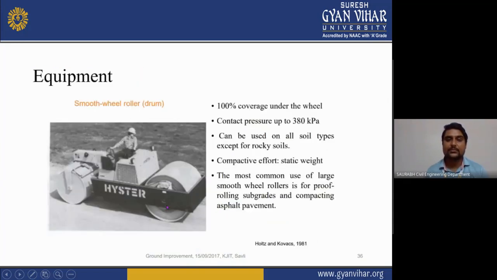There is also some equipment available, like the smooth wheel roller, by which we can do this soil improvement. As you can see, 100% coverage under the wheel. Contact pressure is up to 380. It can be used on all kinds of soil, except rocky soil. It is most commonly used, the large smooth wheel roller, in proof rolling, subgrade and compaction of asphalt pavement. As you can see, this is the roller, and this can be used in the improvement of ground.